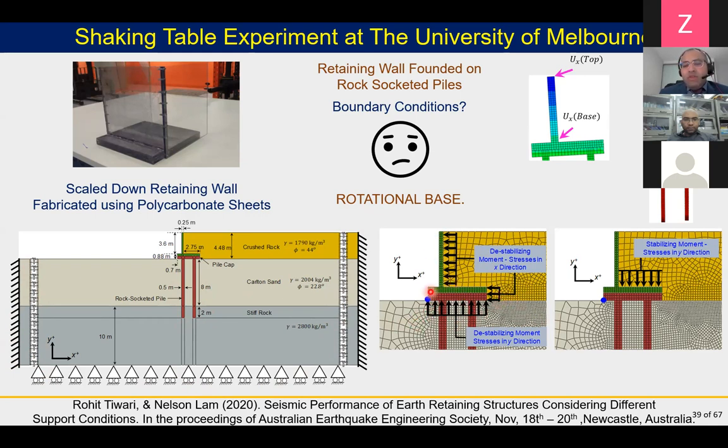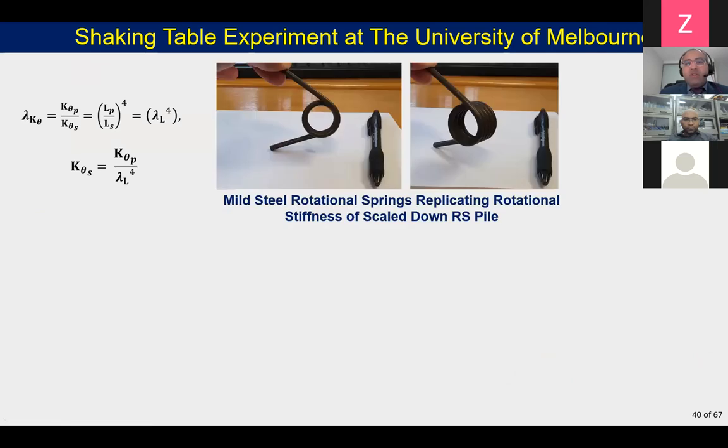Based on everything, you sum up the moments, the destabilizing and stabilizing moments, and then try to find the rotational behavior. So this is the destabilizing, sorry, this is the stabilizing moment here. So we find the rotational stiffness of these piles, and based on that, use similitude analysis to find the rotational stiffness of the scaled down piles. And based on that, you find the new material.